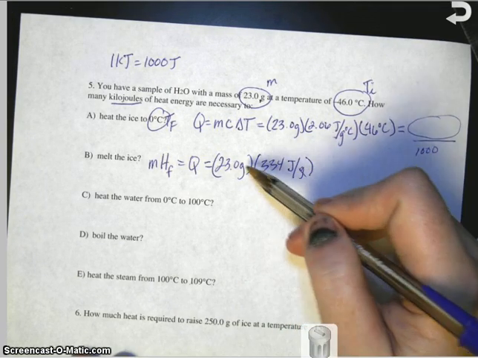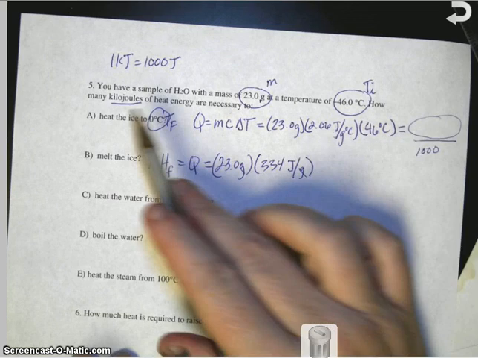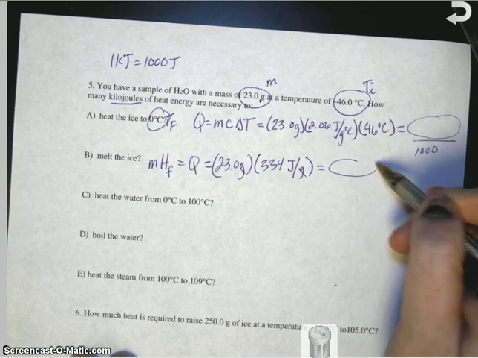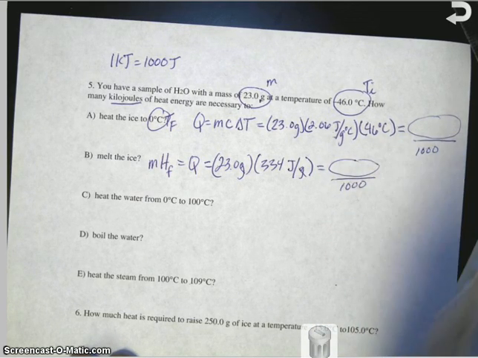So my grams would cancel, leaving me with joules. They are asking for kilojoules again, so once I've done the multiplication, I need to go ahead and divide by 1,000 in order to give me the answer in kilojoules.